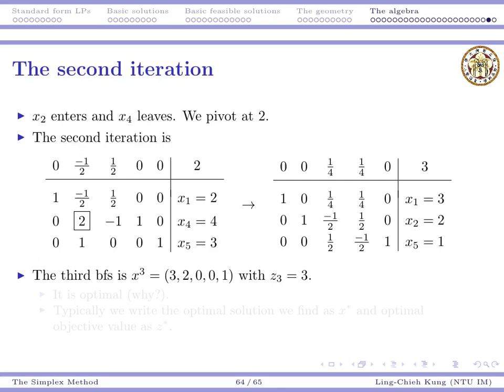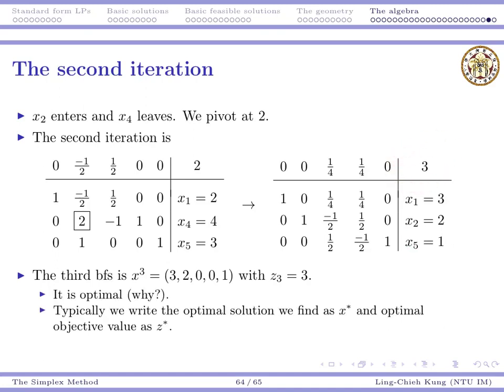Now x2 will enter, x4 will leave, and we pivot at 2. You calculate all the numbers, and you get this. You get to the third basic feasible solution, which is x1 is 3, x2 is 2, 0, 0, 1. The new objective value, always in the corner, is 3. Is this optimal? It is, because we look for negative reduced costs, but now all the reduced costs are non-negative, so we're done.